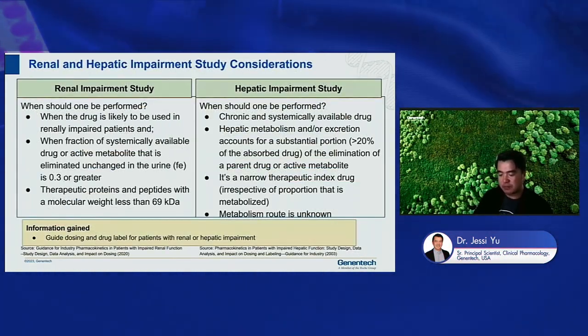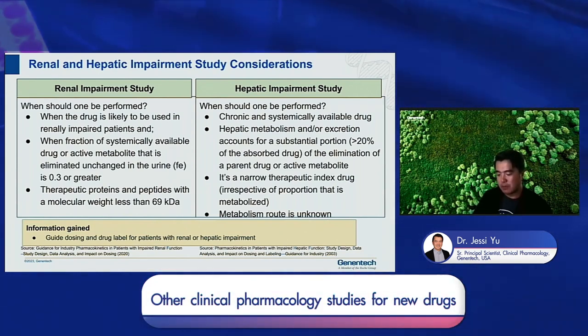And then once we have the mass balance information, we can use this information to determine our special population strategy. Traditionally, when I think about special populations, it's either the pediatric population, the renal impaired population, or the hepatic impaired population.